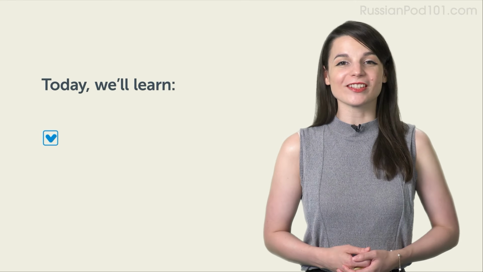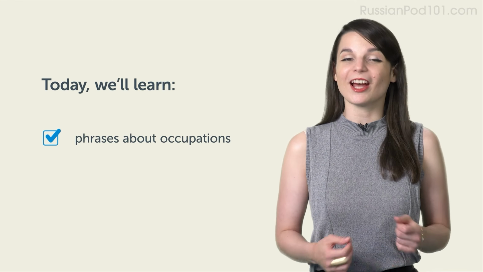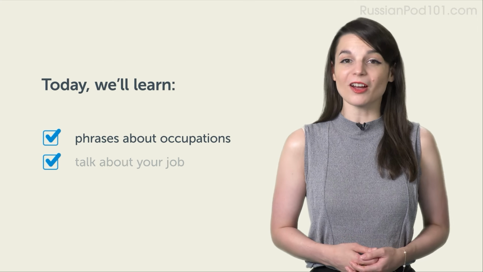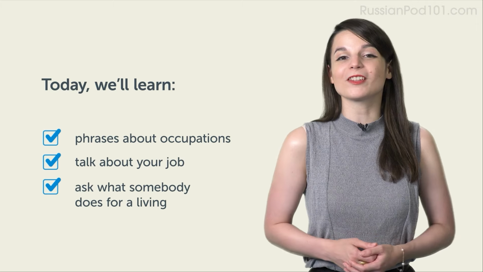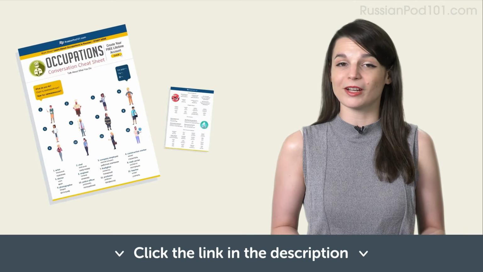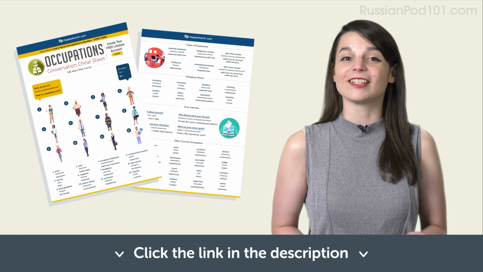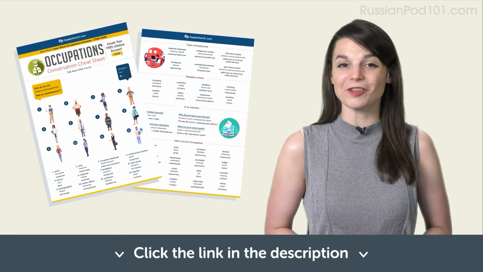We've found that the best way to learn a language is to speak it from day one, and the best way to start speaking is to learn phrases that you'll use in real conversations. Today, we'll learn conversational phrases about occupations. After watching this video, you'll be able to talk about your job and ask what somebody does for a living. And if you want to learn more vocabulary, phrases, and example sentences you can use in real-life situations, click the link in the description to download your occupation PDF cheat sheet for free. Now, let's take a look at some conversational phrases.